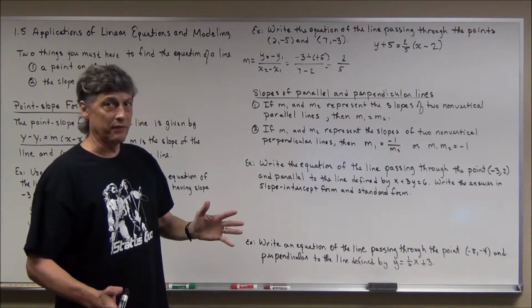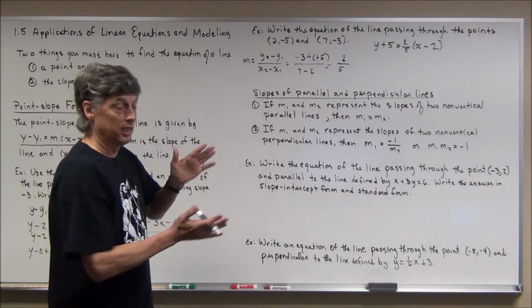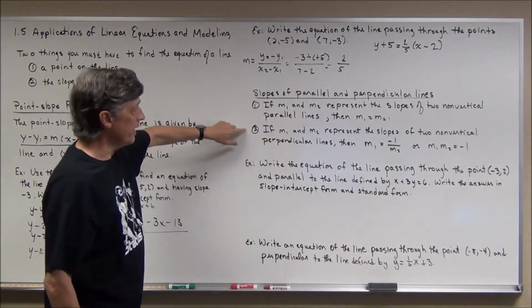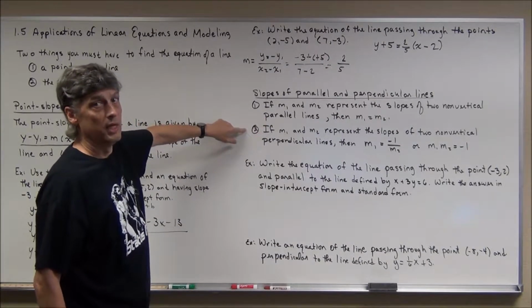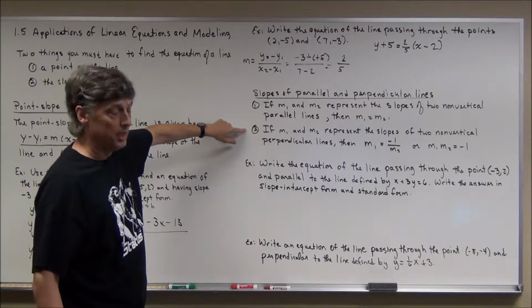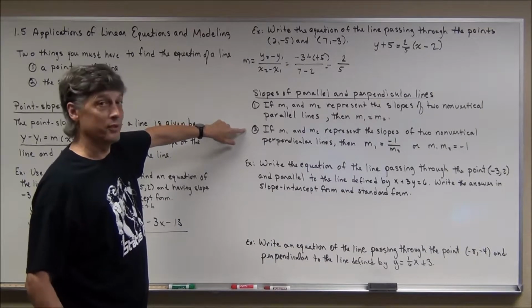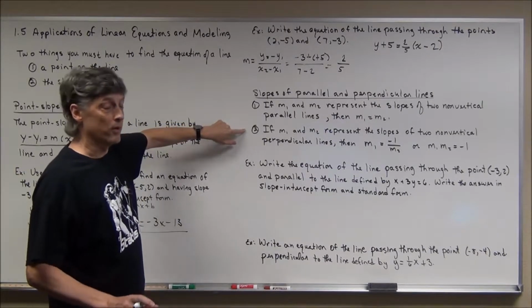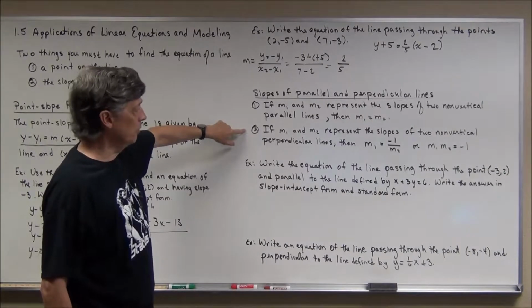That kind of makes sense if you think about it. Same slope, same slant, parallel lines. Now, perpendicular on the other hand, perpendicular lines form right angles, so they're not going to have the same slope, but there is a relationship that you should remember about perpendicular lines and the slopes of those lines.